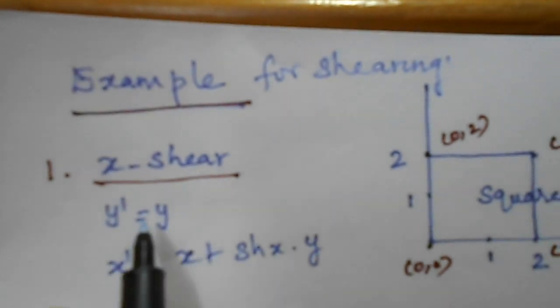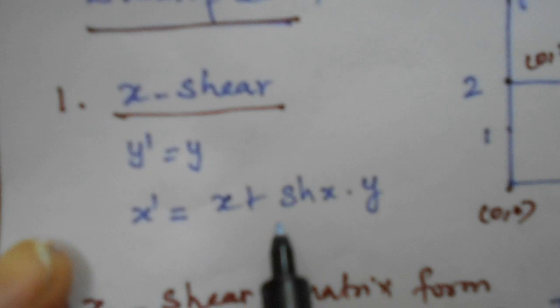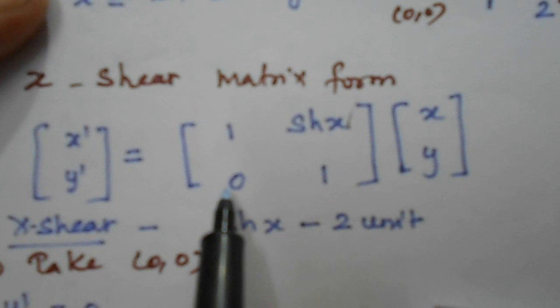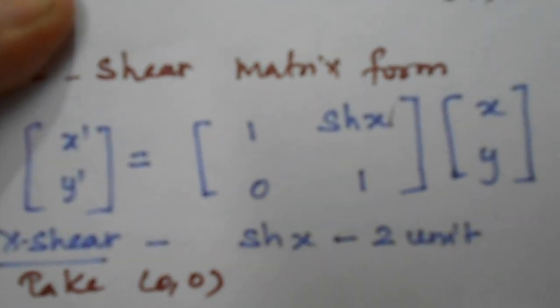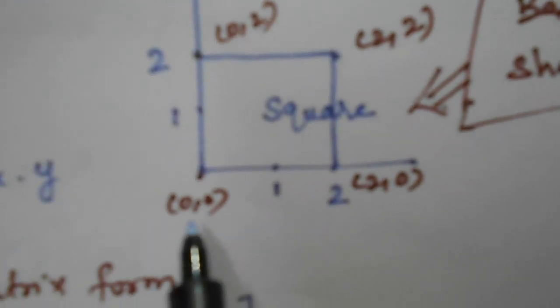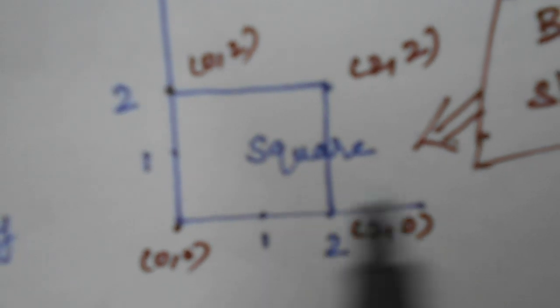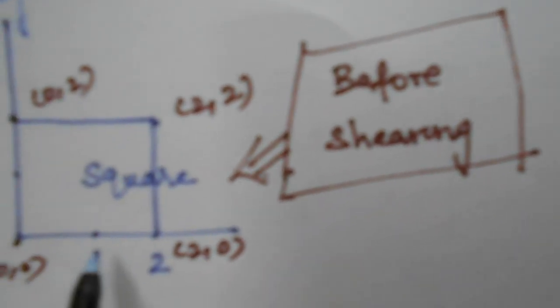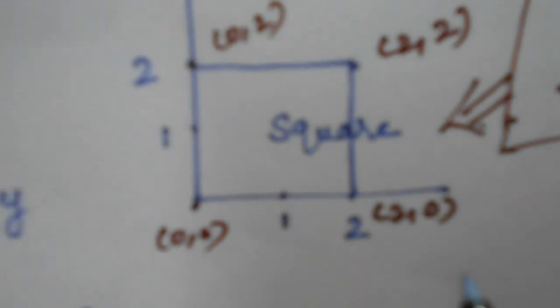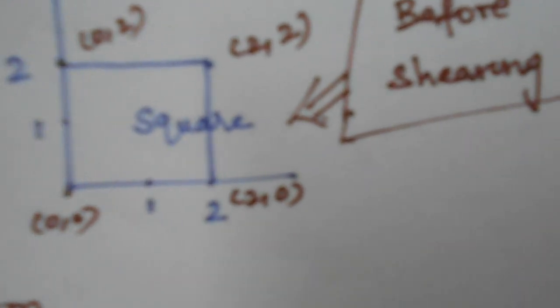Example for shearing. Already we have seen what x shearing is, the equation, and the concerned matrix format. Now we are going to see an example for shearing. Here I have taken a square as an example. The square includes 4 different coordinates: (0, 0), (2, 0), (0, 2), (2, 2). Before shearing we have an object square in shape. This object is going to be changed in shape after the shearing. Let's see how it is changing.